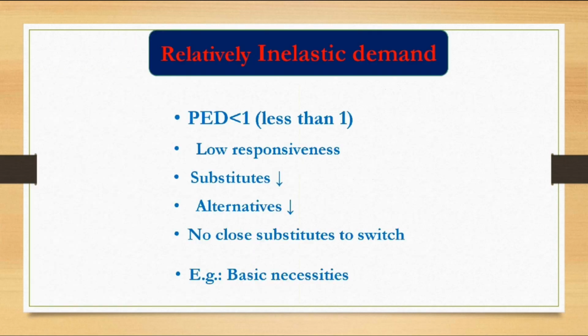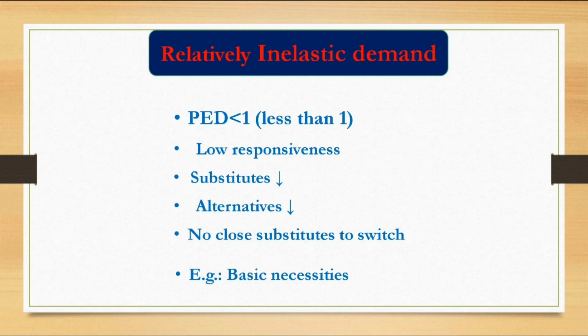Relatively inelastic demand means that when we measure by the formula, the result will be less than 1. The price elasticity of demand will be less than 1, which means that it is less responsive to changes in prices. They have fewer substitutes and no other option to switch from one product to another, like basic necessities such as rice. If there is an increase in the price of rice, whether 20% or 10%, there will be only a small change in the quantity demanded of that product, because it is inelastic demand.